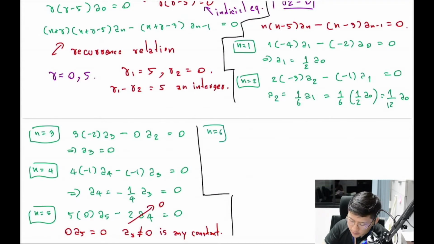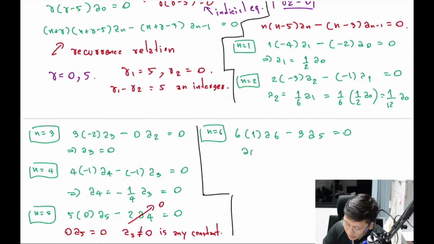When n is 6, what would happen is we would get 6. Okay guys, we know that a5 can be any constant, right? When we have 6, that will be 6 times 1, a6 minus 3 a5 equals 0. So we have a6 equals 3 a5 divided by 6, which is 1/2 a5.